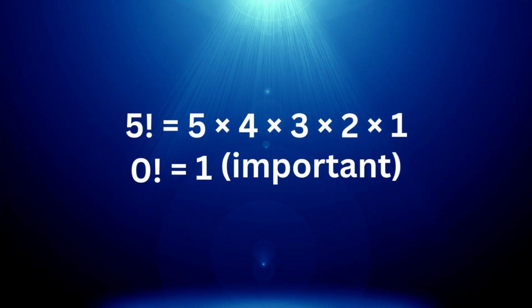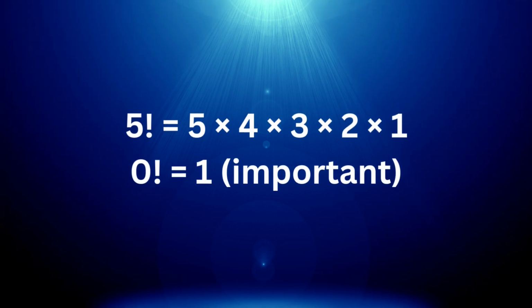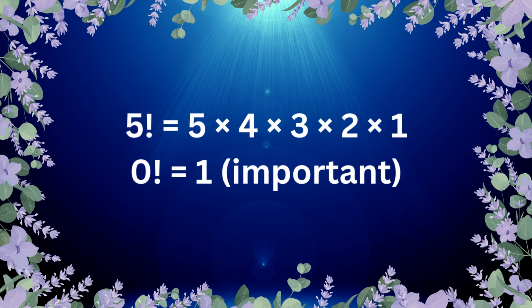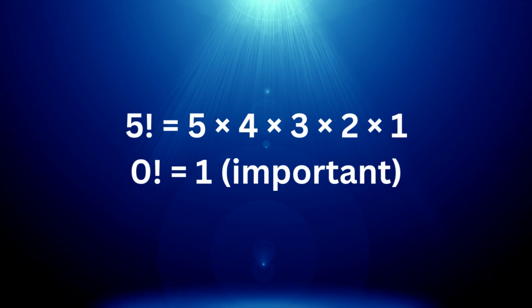To calculate arrangements, we use factorial. For example, 5 factorial, written as 5!, means 5 into 4 into 3 into 2 into 1. So 5 factorial equals 120. A very important point to remember: 0 factorial is always equal to 1. Factorial is the backbone of permutation questions.